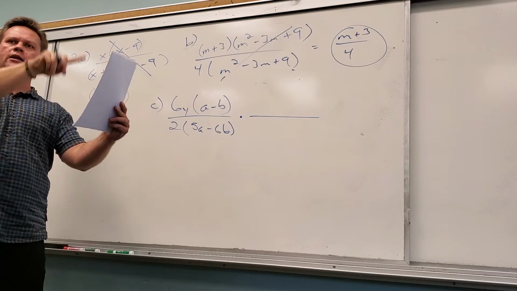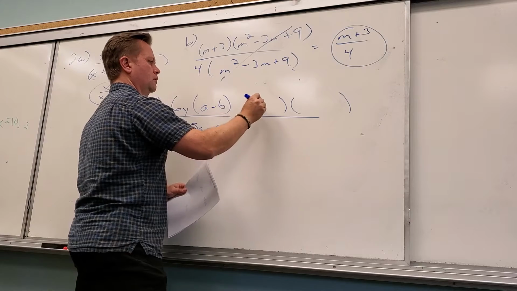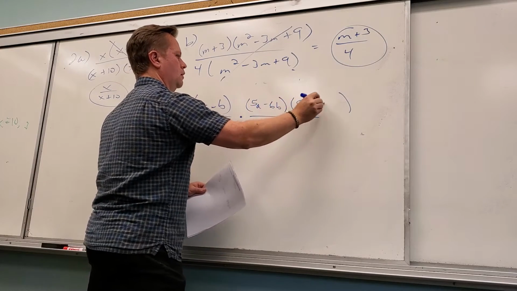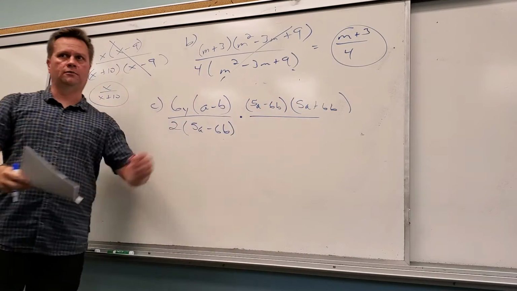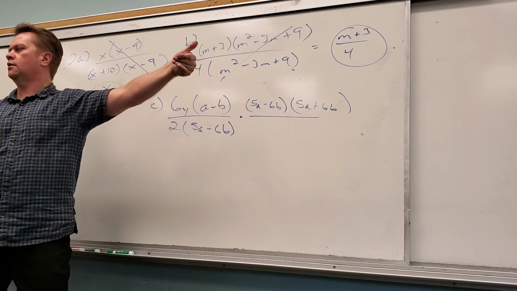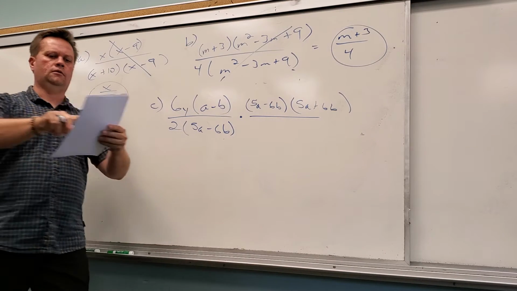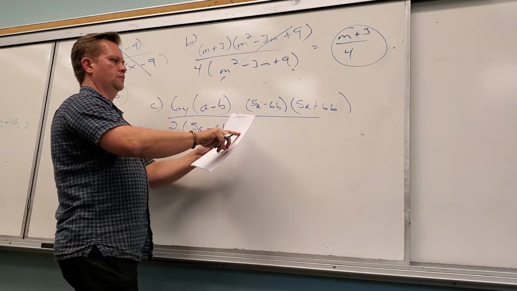So I'm going to look at the bottom, now on the top here. It's a difference of squares. 5A minus 6B, 5A plus 6B. Everybody cool with that? That was on the bottom, and I put it on the top now. And the thing that is on the top, 5A minus 6B, cross cancels.